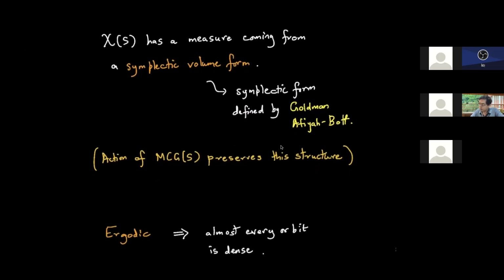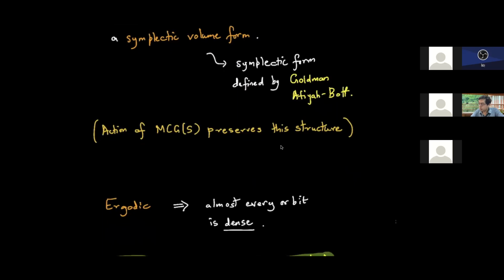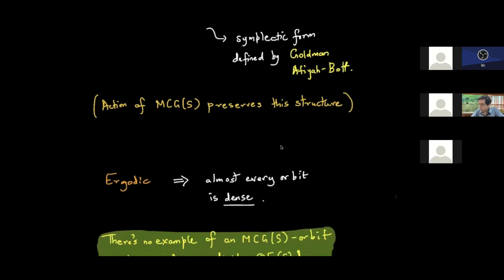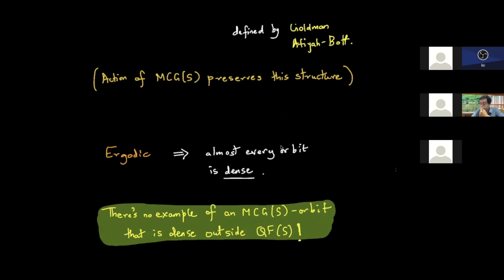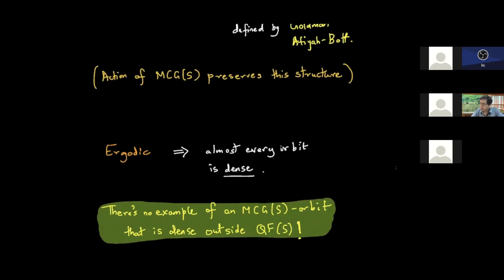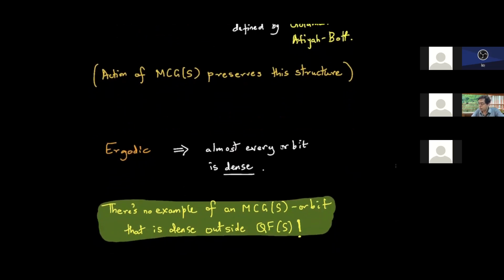In any case, if you don't want to think about the measure, one of the consequences of being ergodic is that there are plenty of orbits that are dense. So if the action on a space is ergodic, it means that almost every orbit with respect to that measure should be dense. To give an indication of how wide open Goldman's conjecture is, I don't think there's an example of any mapping class group orbit that is dense outside QF of S.